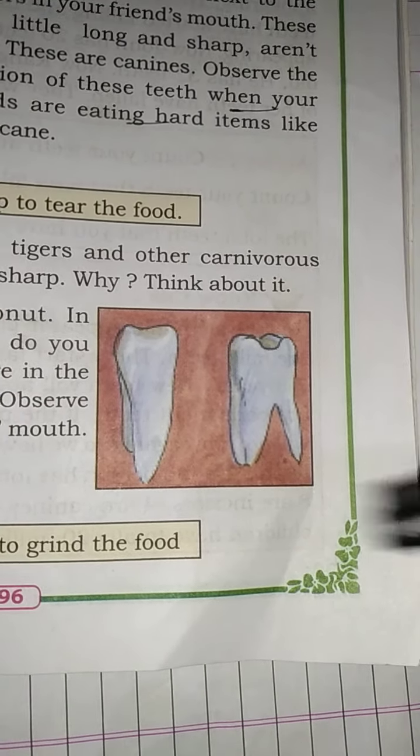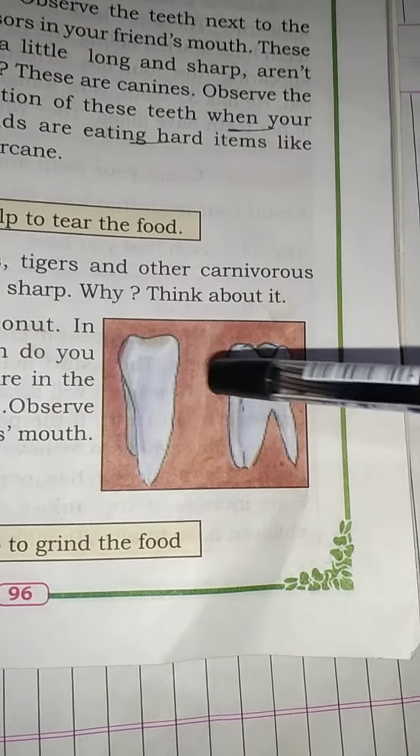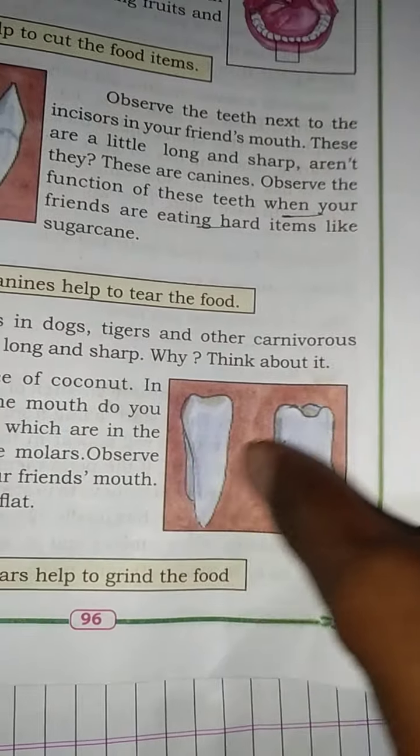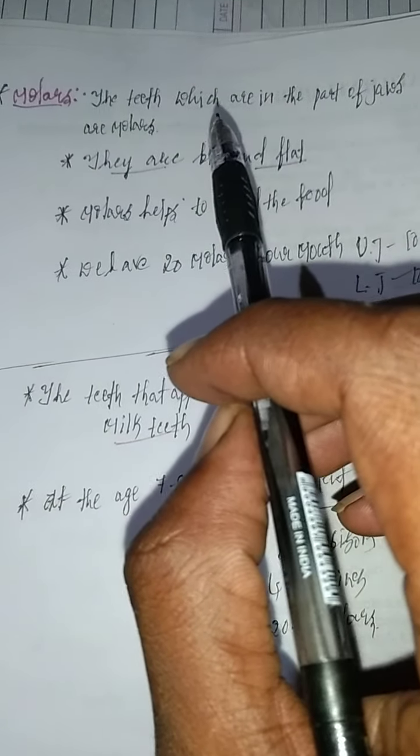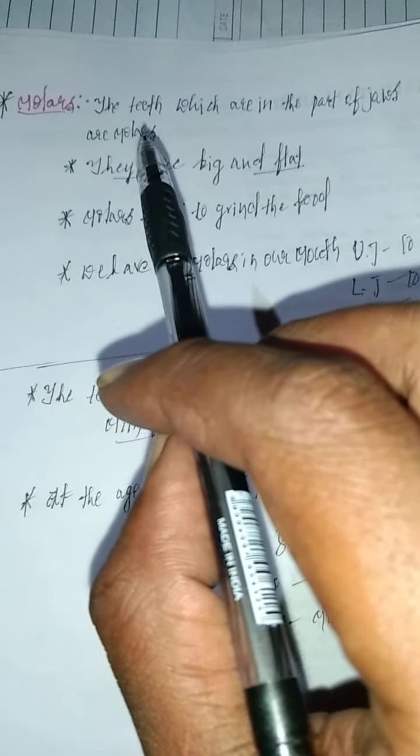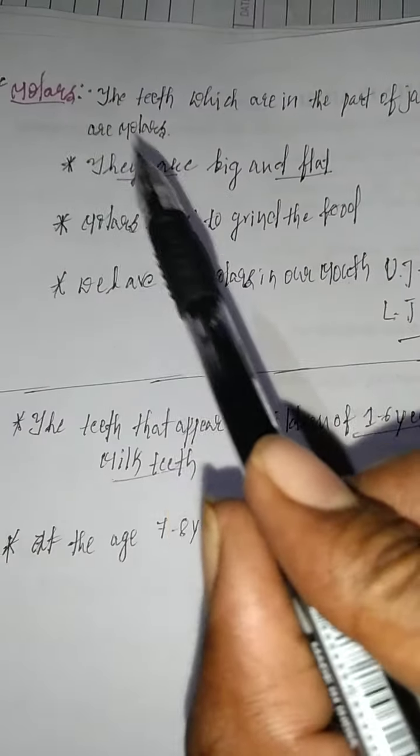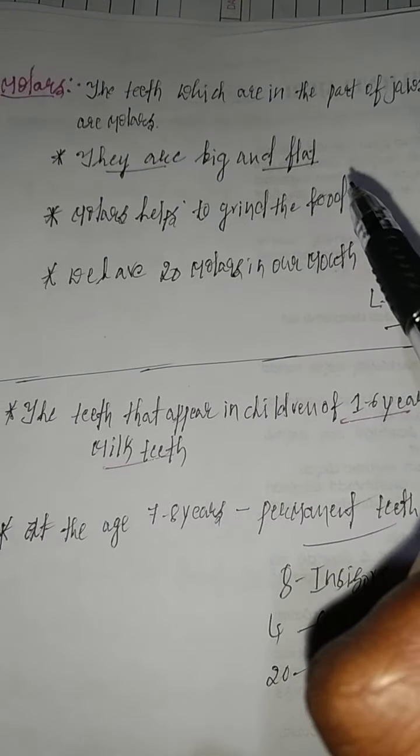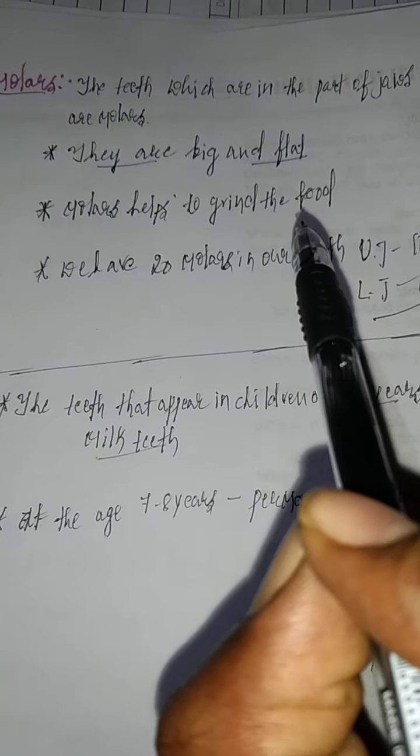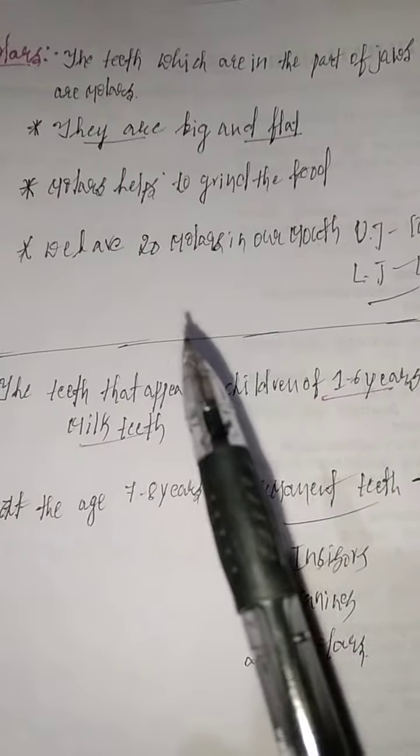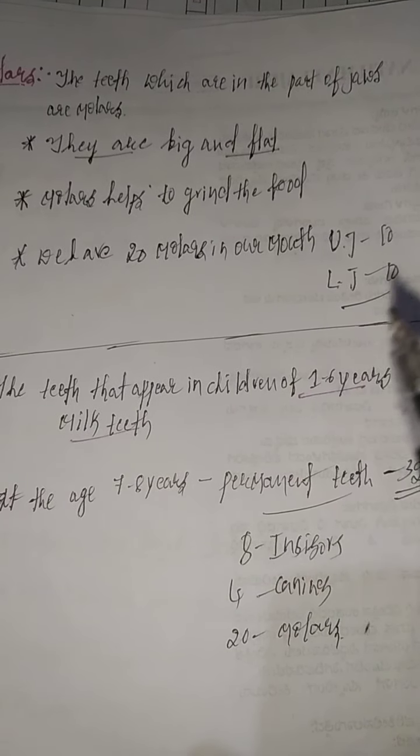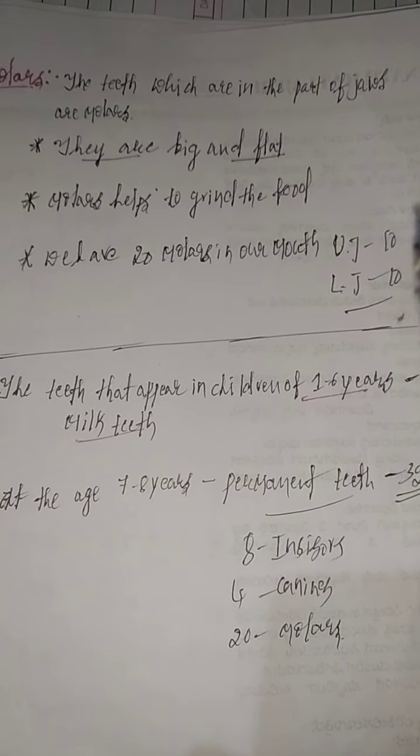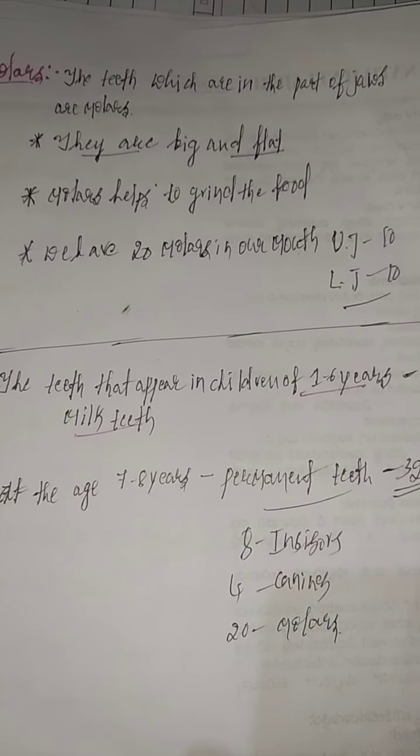Next we are going to discuss the molars. These are the molars. The teeth which are in the part of the jaws are called molars. Molars are very big and flat. They help to grind the food. We have 20 molars in our mouth: 10 in the upper jaw and 10 in the lower jaw.